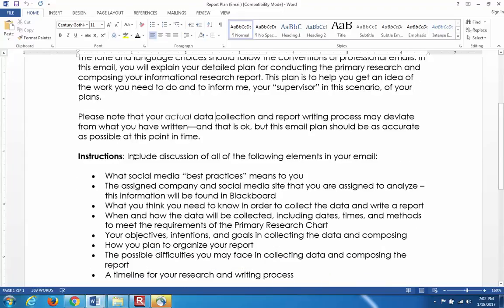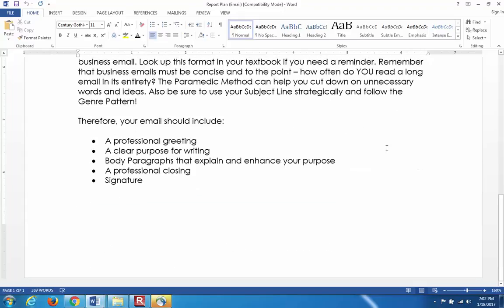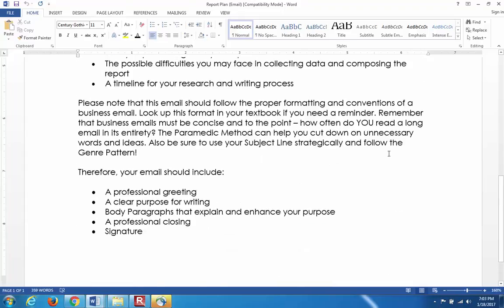So it talks about what you should discuss, and I'm kind of handing it over to you a little bit. You are going to need to look up the proper formatting and conventions of a business email. There is information on this in the textbook. You could also find this information online. But remember that the genre of business emails should be very short. I shouldn't have to scroll down or anything like that. I should be able to find the information I need very quickly. And the paramedic method can help you cut down on those extra words and ideas.